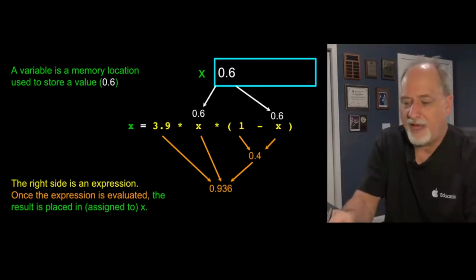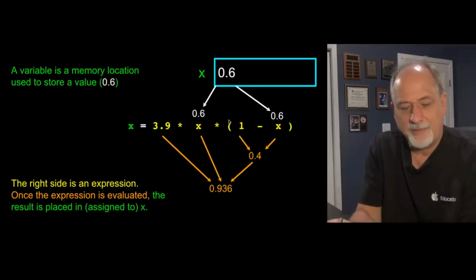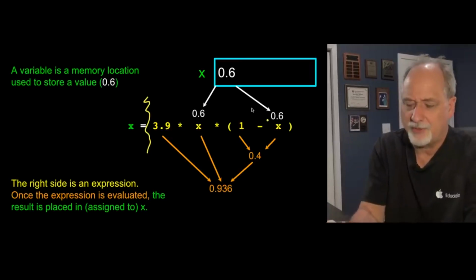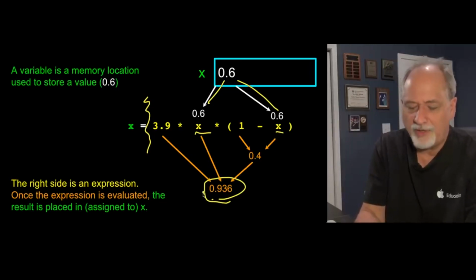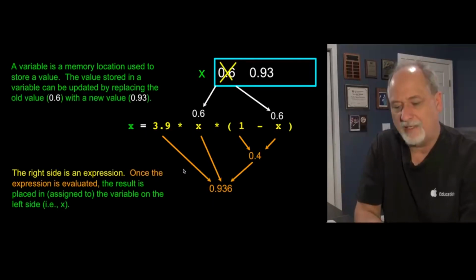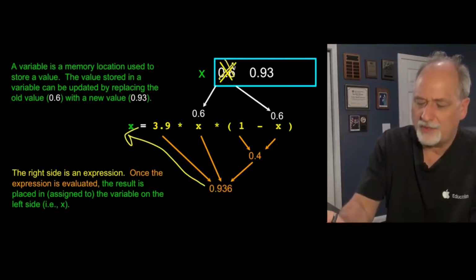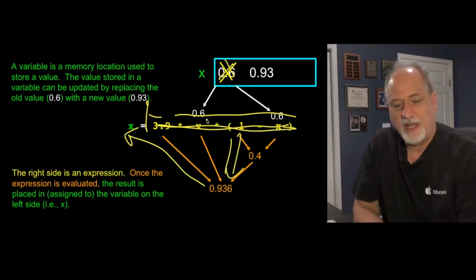And so if, for example, x has 0.6 in it, what happens is that it ignores this part right here and evaluates the expression. So everywhere x appears, it pulls 0.6 out, then it starts running these calculations, and then it has the new value. After all the calculations are done, then and only then is it going to put that back into x. And so it takes that and puts it back into x and then wipes out the old value. At this point, this has all been reduced down to this 0.93, and so that is what's put in as the new value.